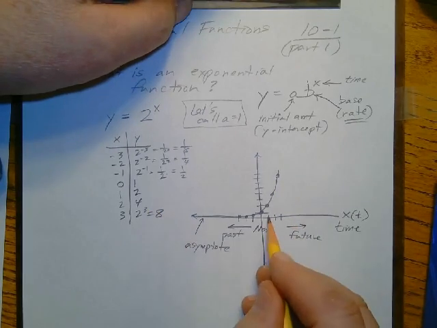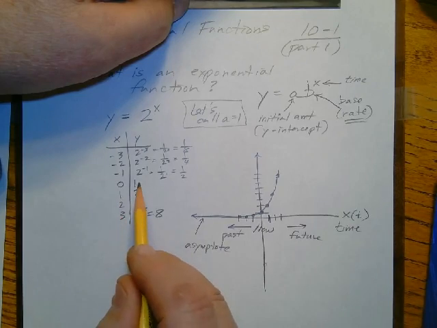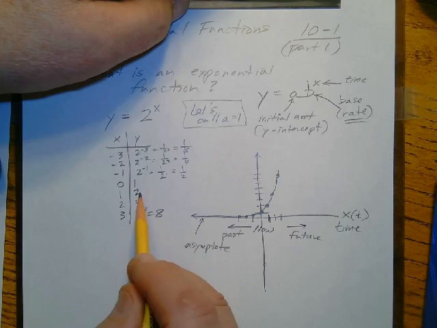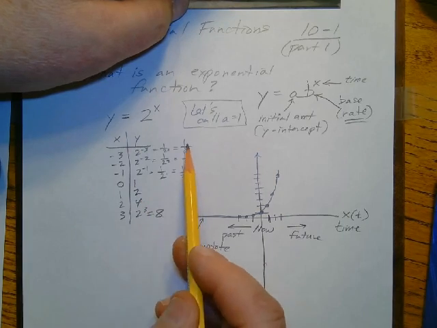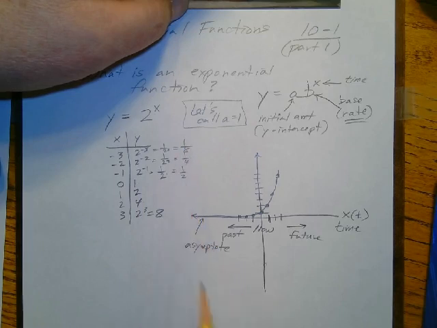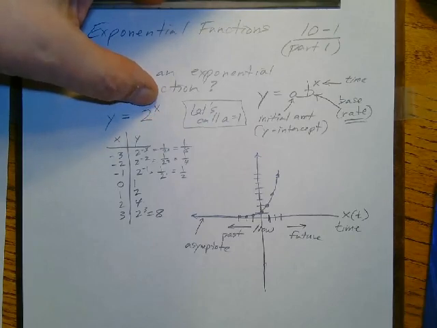Every time we move 1 unit to the right, what's happening? The numbers are doubling. Times 2, times 2, times 2. In fact, all the way back into the negatives. An eighth times 2 is a quarter, times 2 is a half, times 2 is 1. The numbers are continually doubling. Well, that's the rate. 2 is that rate, and it says it's doubling.